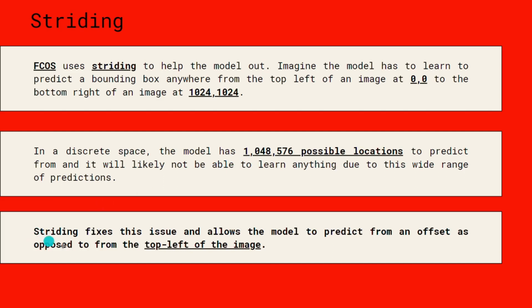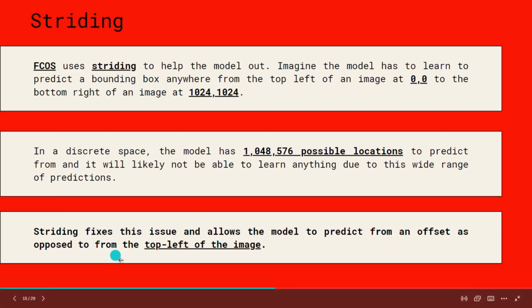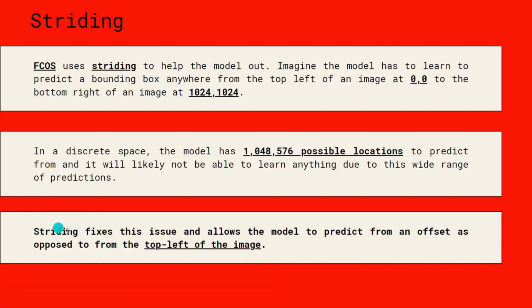So striding fixes this issue and allows the model to predict from an offset as opposed to from the top left part of the image. So they use a technique called striding, and this method allows the model to predict from an offset of an intersection point rather than the top left corner of the image.